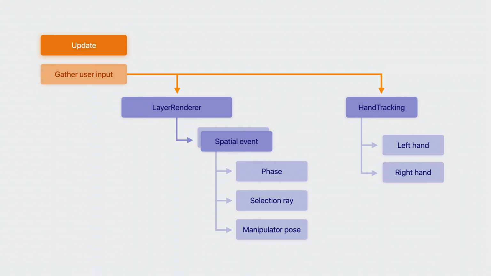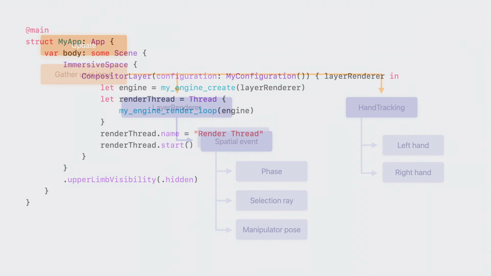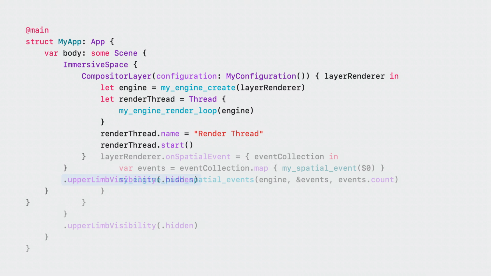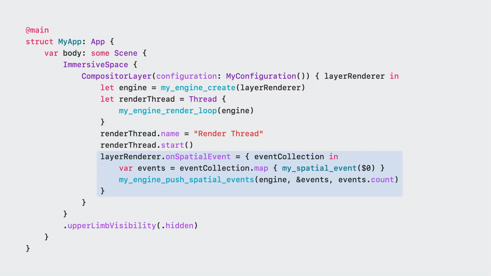Now it's time to add input support in the code. Before gathering the input, you will decide if your application is rendering virtual hands or if it uses pass-through hands. Add the upper limb visibility scene modifier to the immersive space to make the pass-through hands visible or hidden. To access the special events, go back to where you define the compositor layer render handler. Here, register a block in the layer renderer to get updates every time there is a new special event.